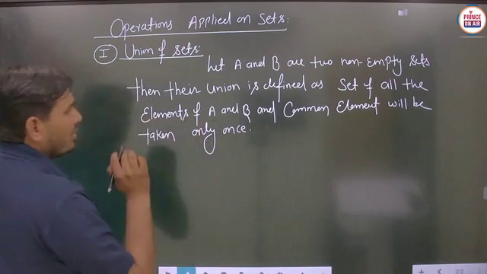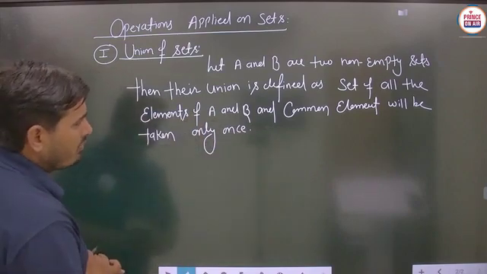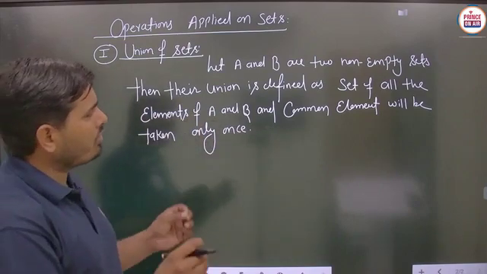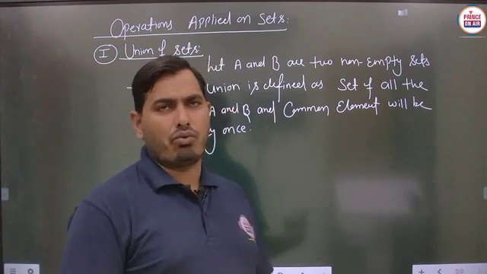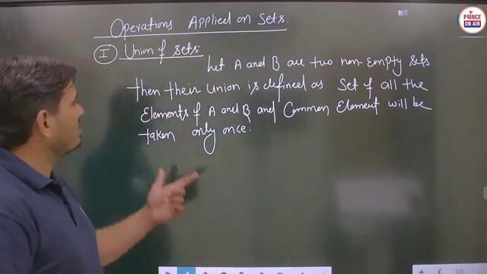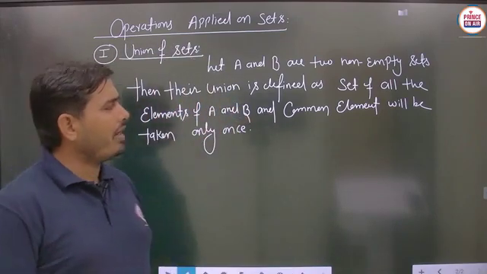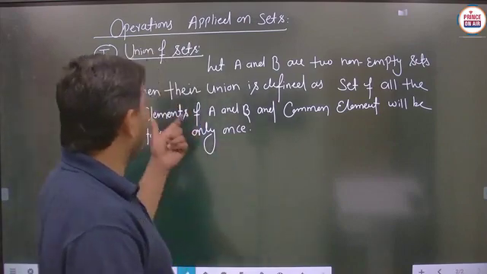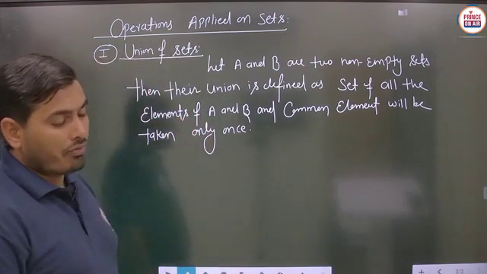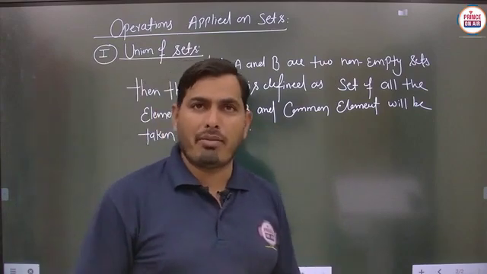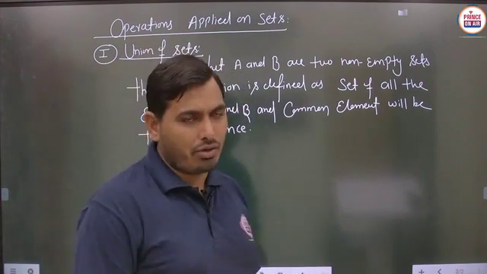So basically we have to understand the meaning of this given statement. Let A and B be two non-empty sets. Then their union is defined as the set of all elements of A and B. Means we have to take each and every element of A as well as B. Is it to be clear?